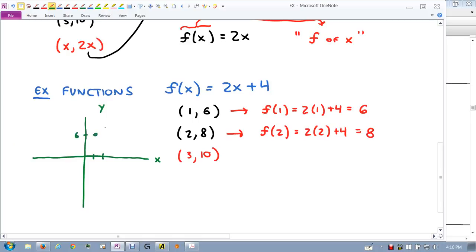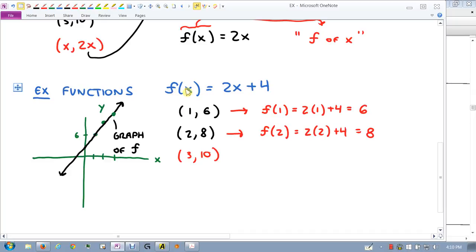Then 2, 8 would put me up there. 3, 10 would put me up here. And if I did all of them, filling in every little space, I would get a picture, wouldn't I? And that would be, in this case, a line. And this right here is called the graph of the function. And I'll call it graph of f, because f is actually the name of the function here.